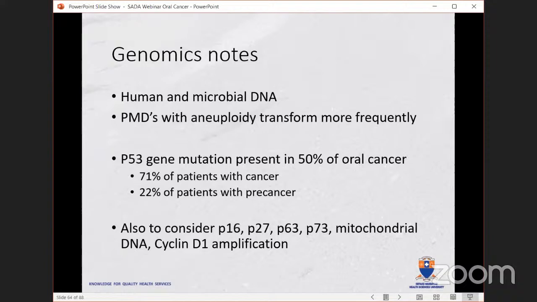Inactivation of P53 gene products is the most common genetic alteration in all cancers because P53 regulates DNA synthesis, stimulates DNA repair, and initiates pathways leading to apoptosis. So mutations of P53 have been identified in 71% of salivary samples from oral cancer patients and in 22% of those with precancer. A direct relationship was also observed between overexpression of P53 and a poor prognosis of oral cancer in terms of survival. Other gene products, P16, 27, 63, and 73, mitochondrial DNA, or even cyclin D1 gene amplification are also associated with oral cancer and can be detected in the saliva.